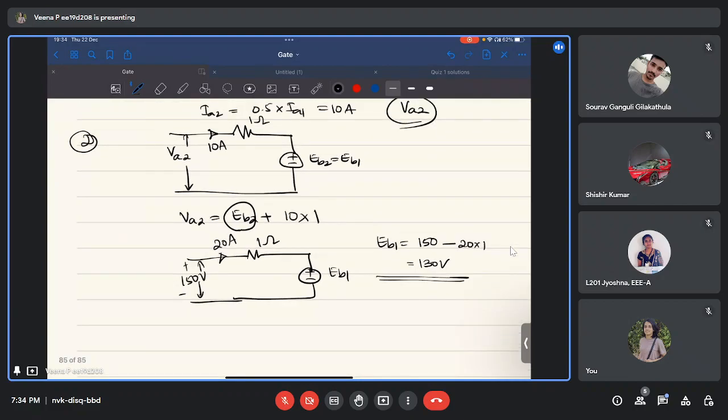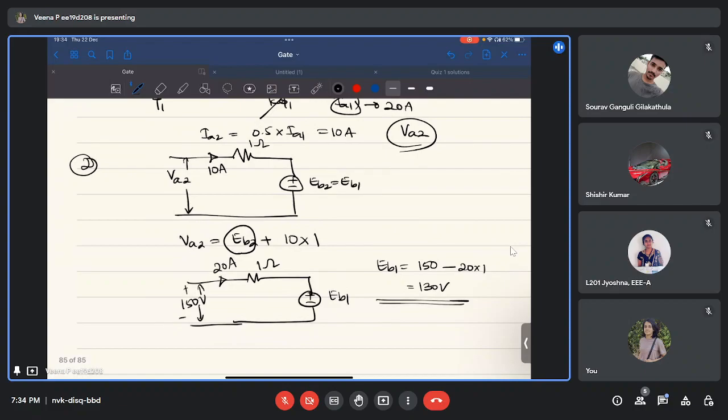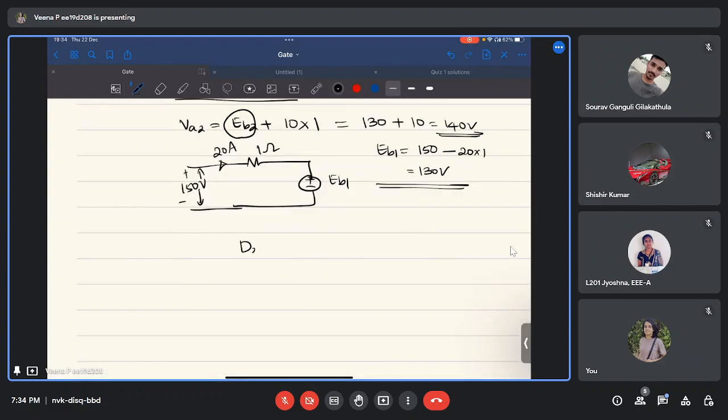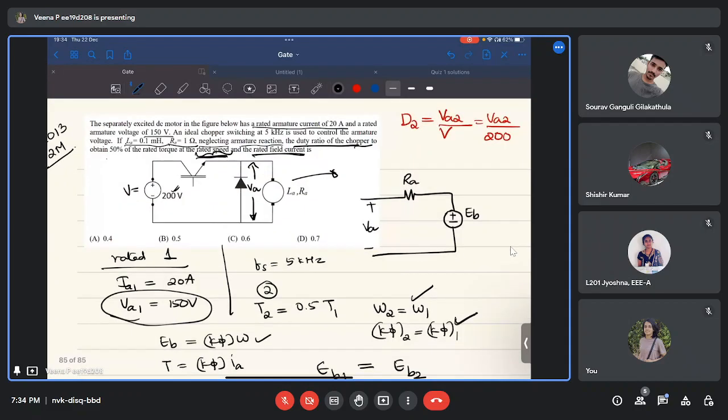So now you got EB1, hence you got EB2. EB2 is the same as EB1, which is 130, plus 10, which is 140 volt. So what is your duty ratio? D2 is 140 by 200, which is nothing but 0.7, which is option D.